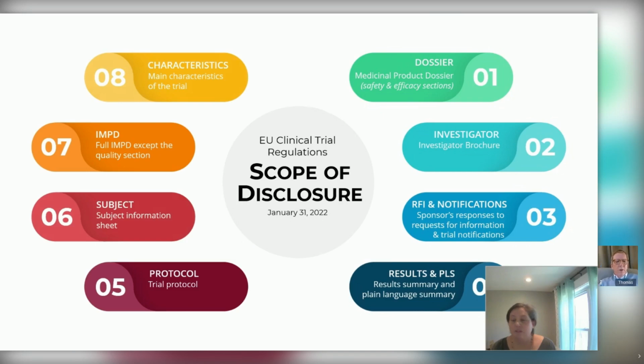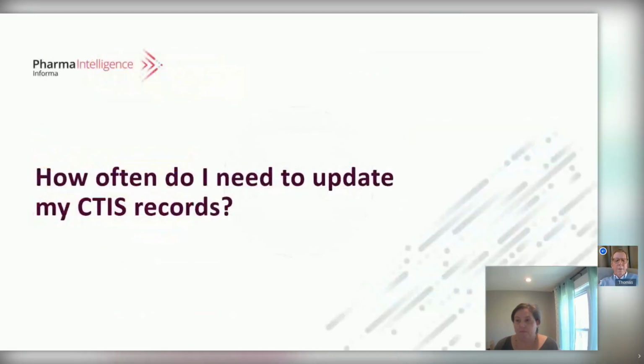Yeah, and one thing to note is that for some of these documents that get uploaded into CTIS, you may be uploading two versions. One that is public facing with some redacted data elements or sections that are not included, and one that is not made public, for the regulators and the member states. Yeah, good point. Thank you.